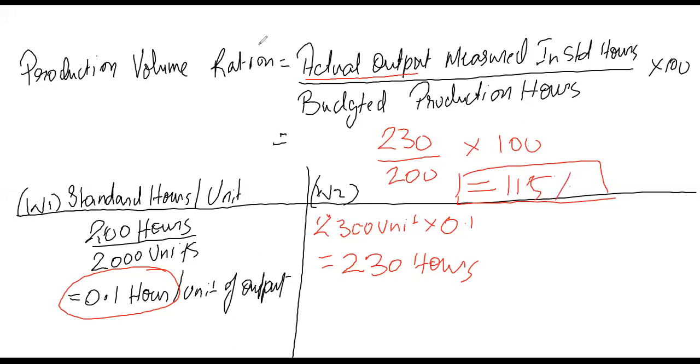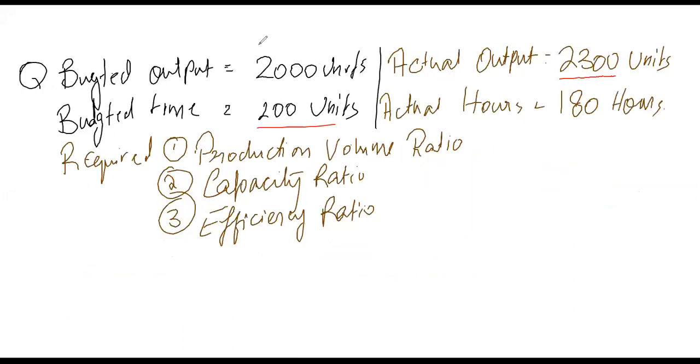115%. This means that my actual production is way better than the budgeted production, because you can easily see from this question as well that the budgeted units of 2000 should have been produced in 200 hours, but we were able to produce 2300 units in 180 hours. Now, what is the depiction of this answer?